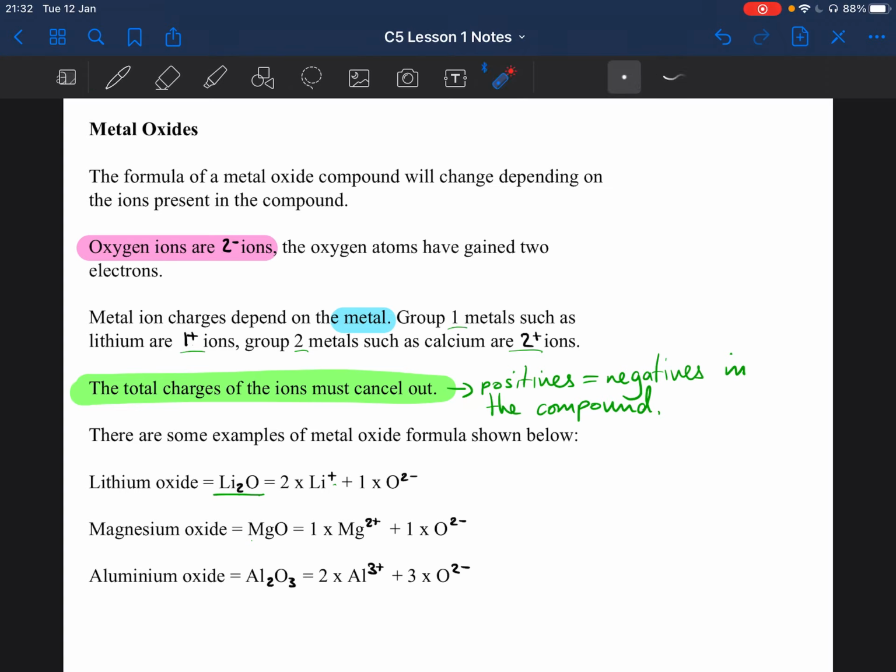And then if we look at aluminium oxide, we have Al2O3. Aluminium is in group 3, so it has a 3+ charge. Oxygen is a 2-. So we find a number that they both have in common, and the number that these two have in common is 6. So if we do 2 times aluminium, it would be 2 times 3+, which would give us 6+. And if we do 3 times 2-, that would also give us 6-, which would cancel out. And so that would give us the formula Al2O3.